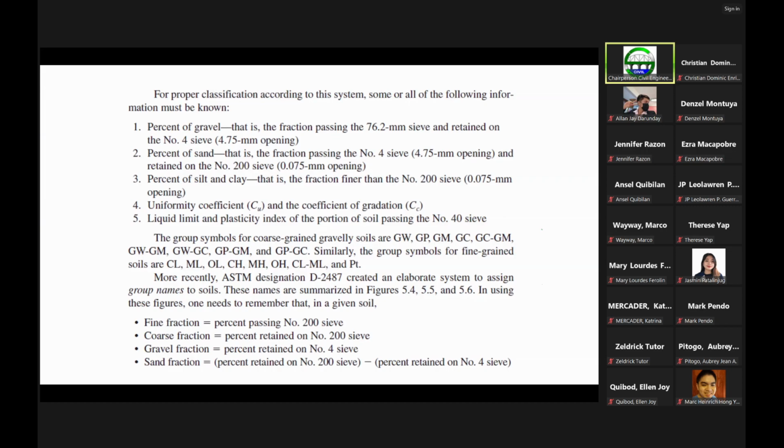We also need to know the uniformity coefficient, Cu, and the coefficient of gradation, Cc. And then we also need to know the Atterberg limits: the liquid limit, as well as the plasticity index of the portion of soil passing the number 40 sieve.